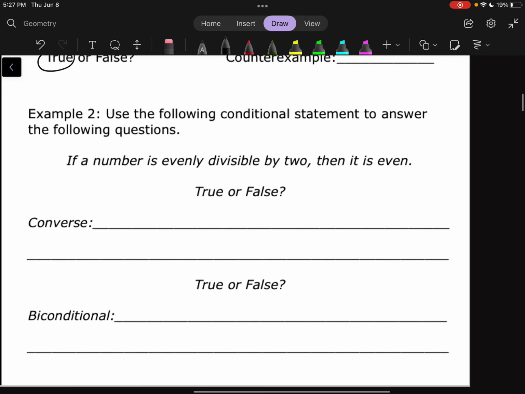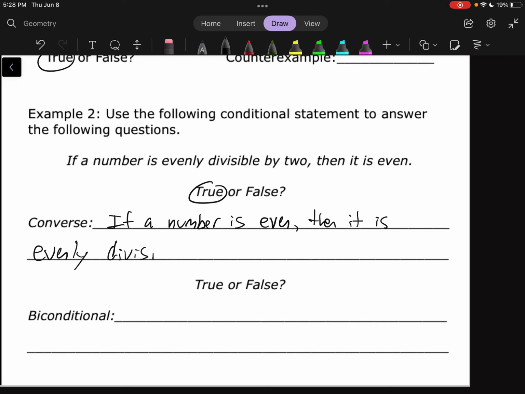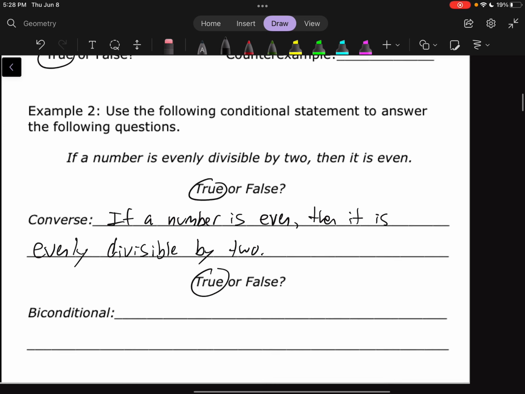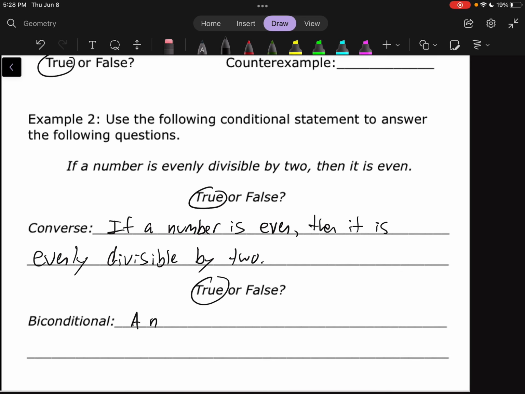Then example 2 here, our original statement, if a number is evenly divisible by 2, then it is even. That is certainly true. All even numbers are divisible by 2. Our converse would then be if a number is even, then it is evenly divisible by 2. And that's true as well. So we flipped it around. That's true.